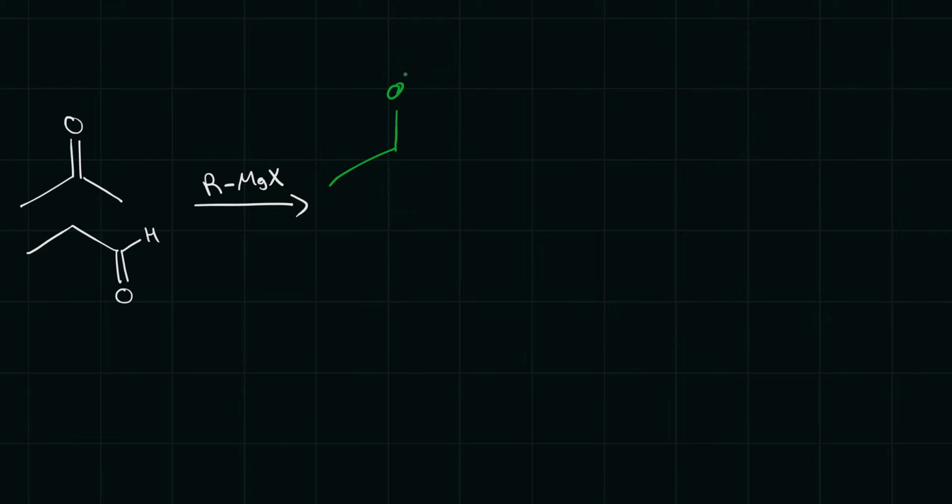In the ketone scenario, we have our oxygen. Let me draw that a little bit better. We have our oxygen that has a negative charge and is paired up with a magnesium with a positive charge. It still has its alkyl groups and now has an R group. And as for the aldehyde, it's the same thing, oxygen with a negative charge paired up with a magnesium with a positive charge. And we have our other R group that's been added by our Grignard reagent.